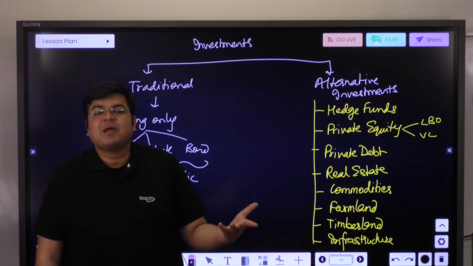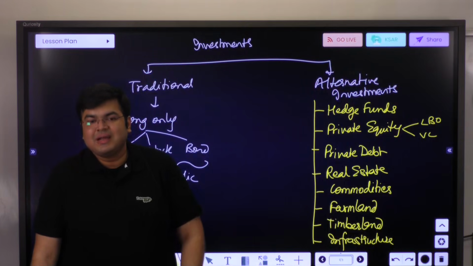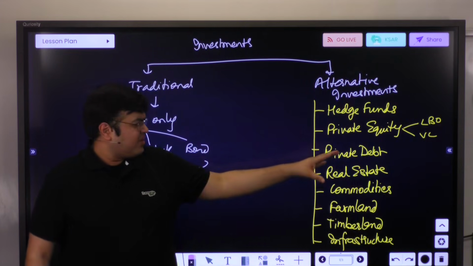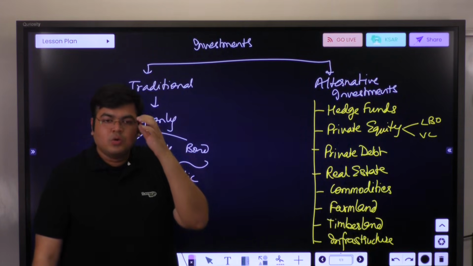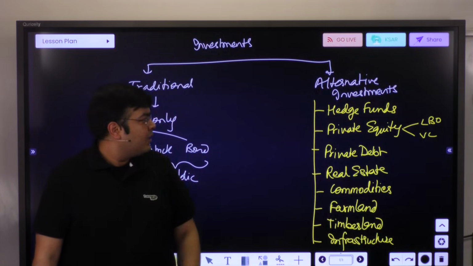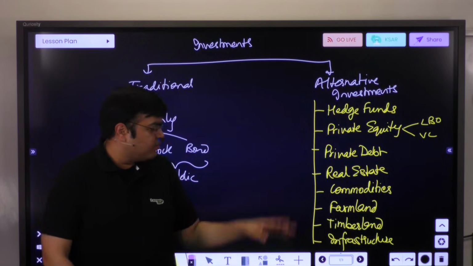So one of the investments of private debt could be in the form of distressed debt. Not very important, just private debt. So privately investing in loans or something of a company. Last one is hedge funds that we are going to discuss.